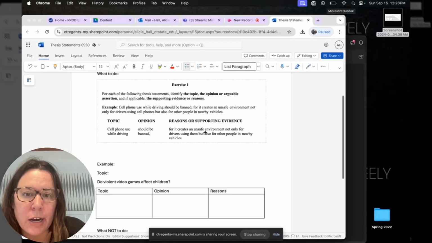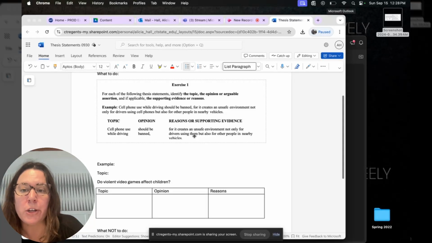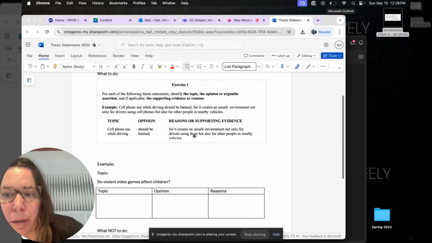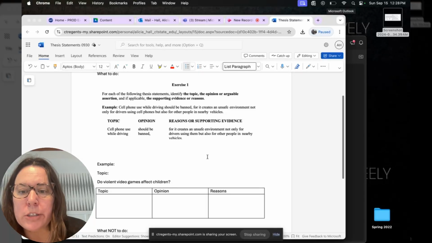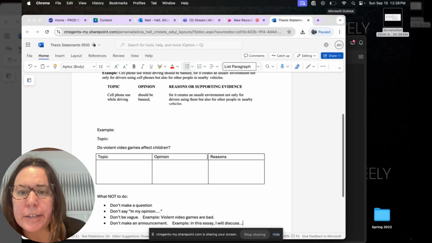For it creates an unsafe environment, not only for drivers using them, but also for other people in nearby vehicles. So this is your statement, and we now know your entire essay is going to be dedicated to defending your position that cell phones should be banned while driving. Okay? All right, so let's just do another one together, just so you have an idea.